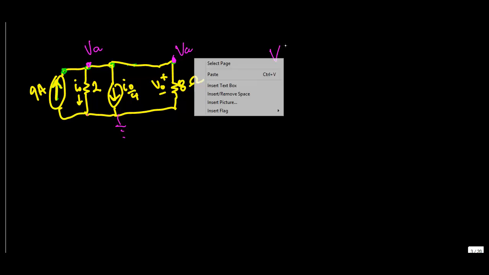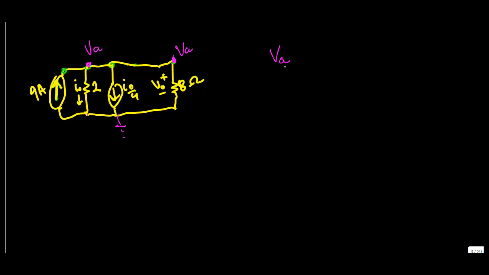So if we had VA, which is the voltage above the 2 ohm resistor, and we divided it by 2 ohms, it's actually VA, the voltage difference, VA minus 0. So VA minus the 0 potential, which is the ground, divided by 2 ohms, should be equal to I/O.